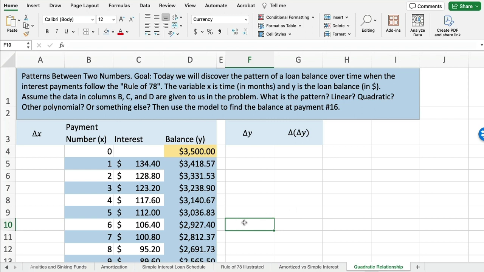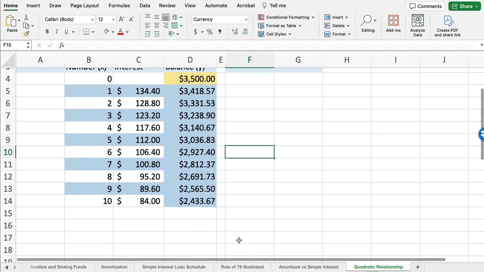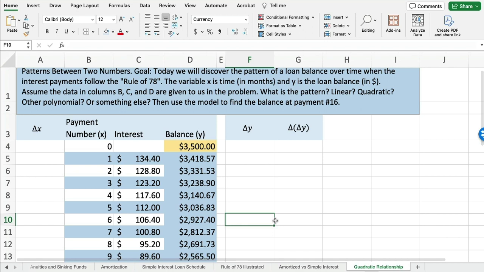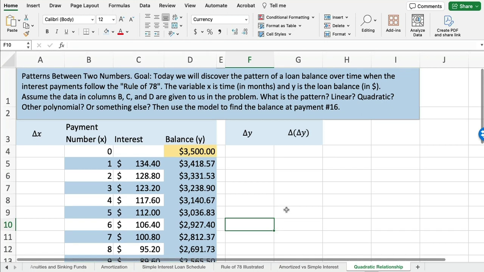Once we have the equation, we call that a model, by the way. When you find the equation or the model that represents that pattern, we're going to use that model to find what the balance will be at payment number 16. Okay, and it's not here, so it's missing. So we need to be able to fill in that missing payment, that missing balance. All right, so those are our two goals today.